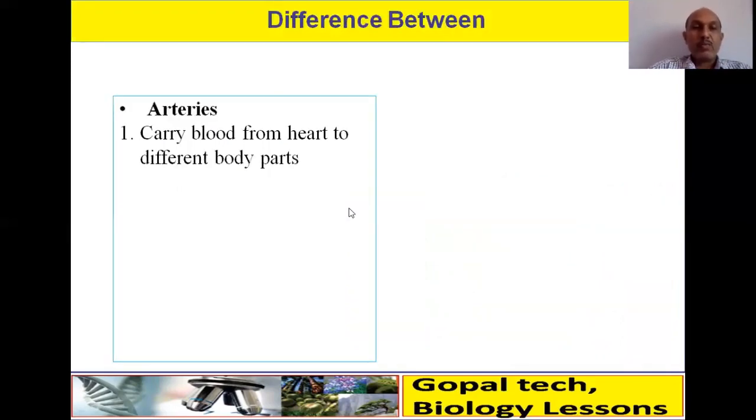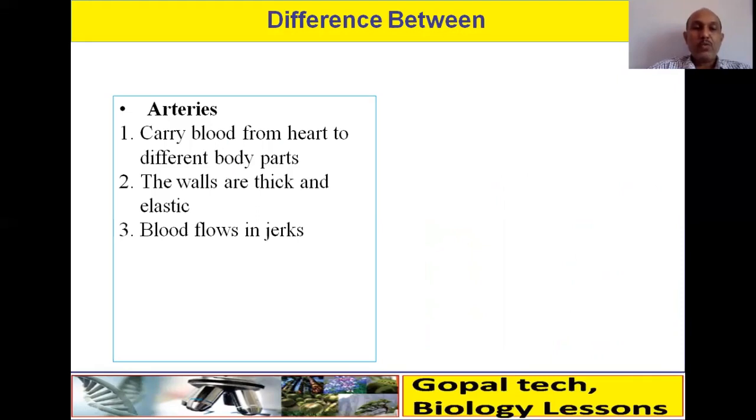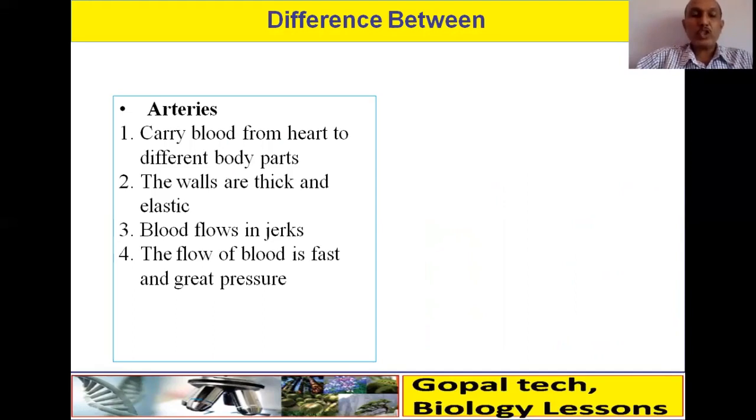Arteries carry blood from the heart to different body parts. The walls are thick and elastic. Blood flows in a jerk. The flow of blood is fast with a high pressure, a great pressure. Valves are absent, no valves.